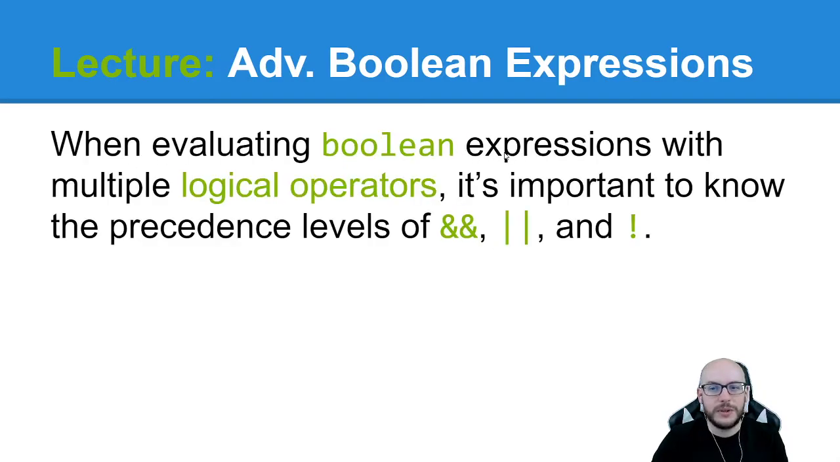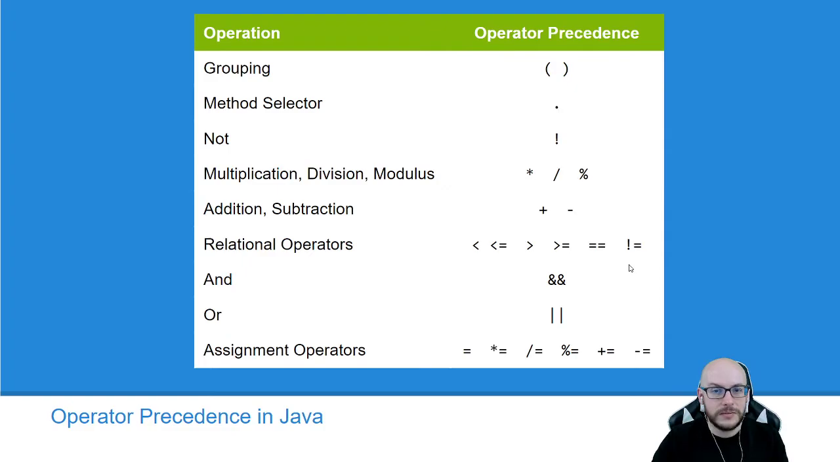When evaluating Boolean expressions with multiple logical operators, it's important to know the precedence level of and, or, and not. Here is just a quick chart talking about some of the symbols that we've learned. We see at the very top, grouping parentheses. This is super important, right? Parentheses has the highest precedence, period. That way you can force things as a programmer to evaluate in the order that you want.